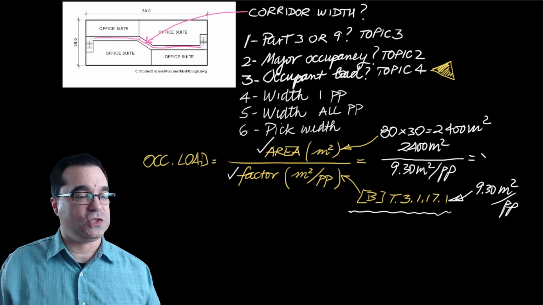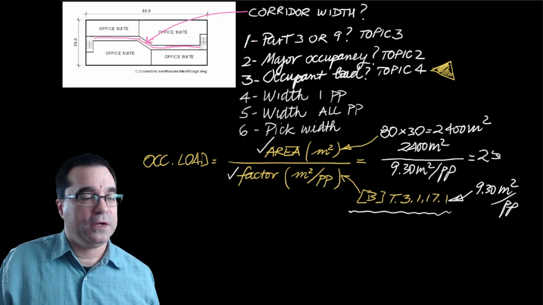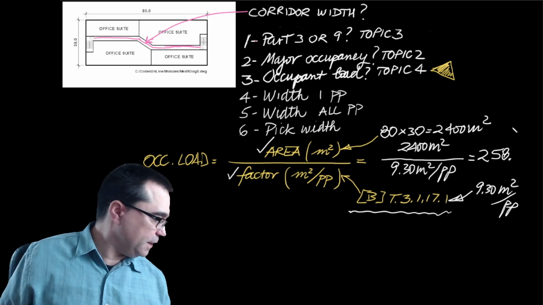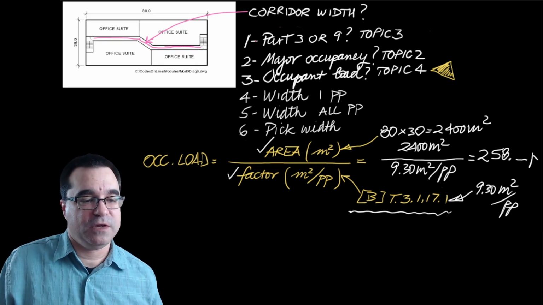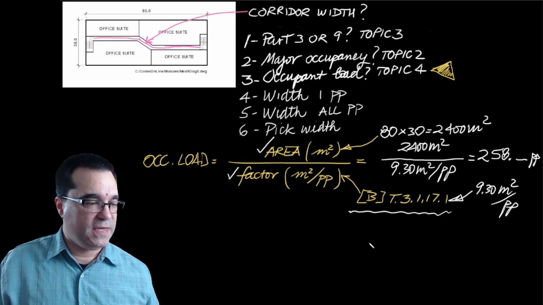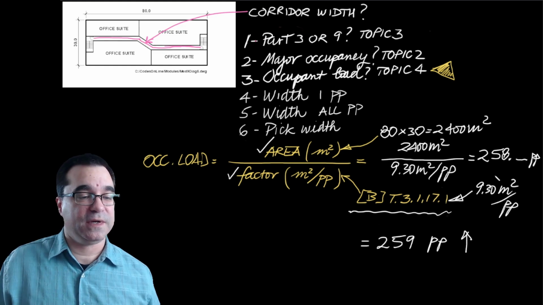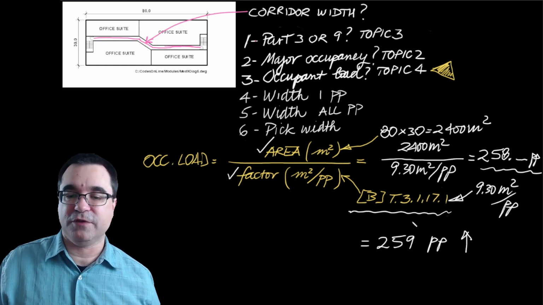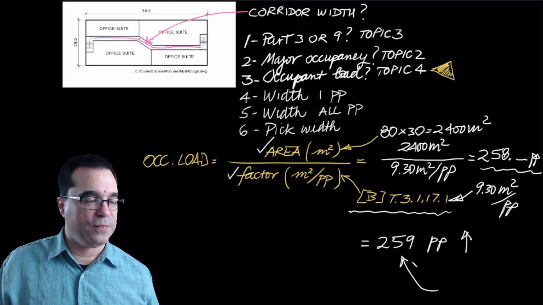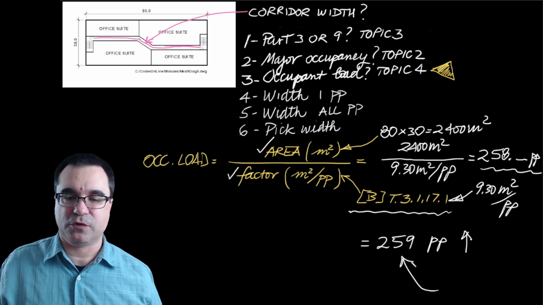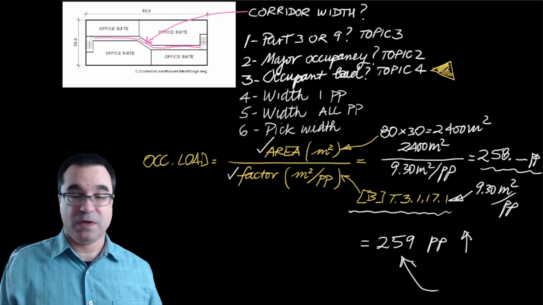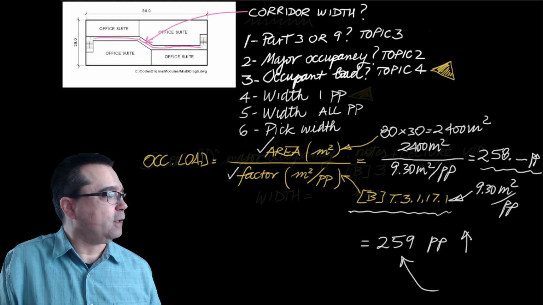And if we divide these two numbers, we get 258 people, which means that the occupant load is 259 people because you always round up, right? Because this is more than 258, and the smallest whole number that's more than 258 is 259. Amazing. Let's move on to step number 4.